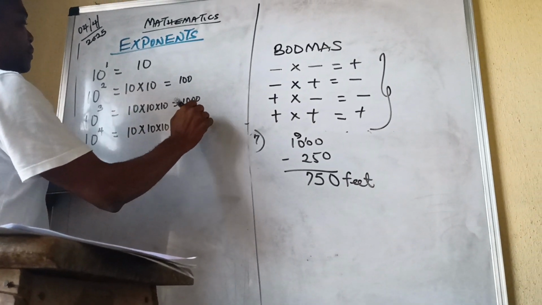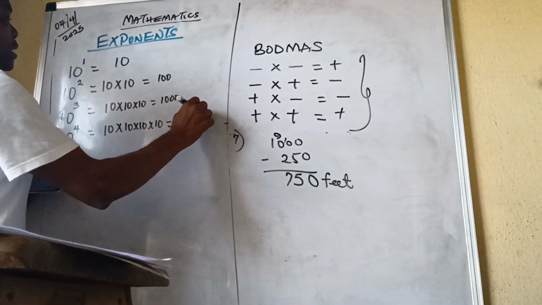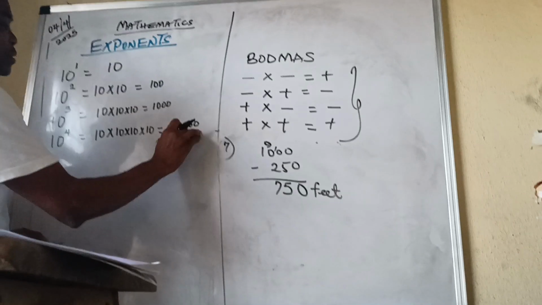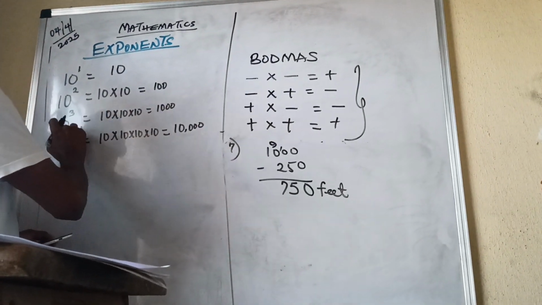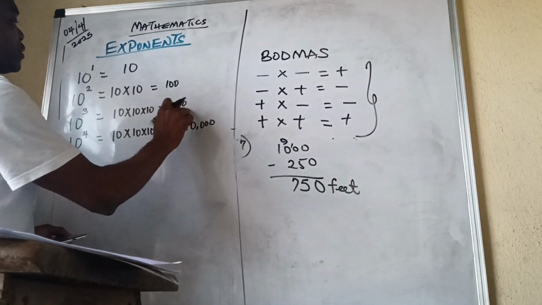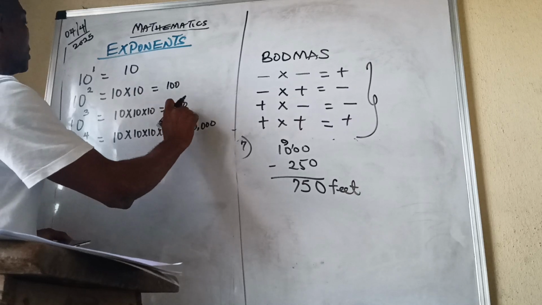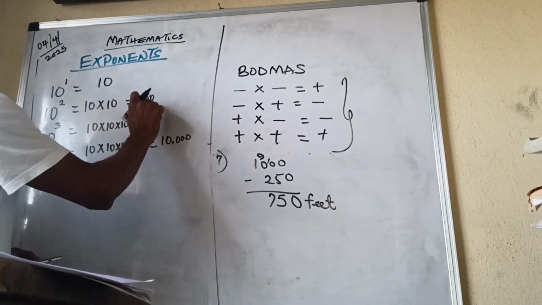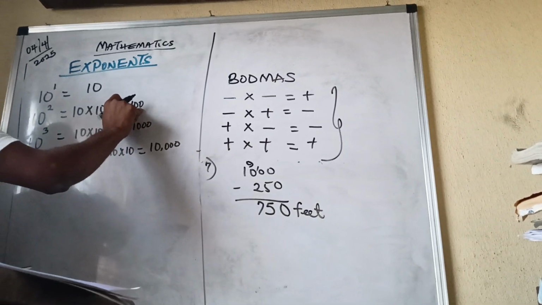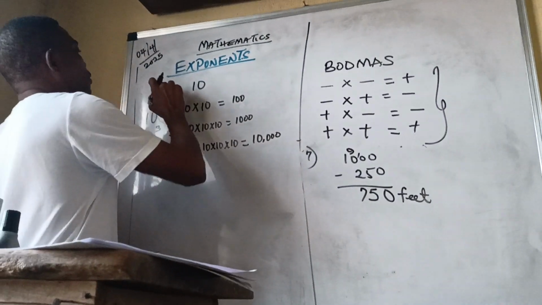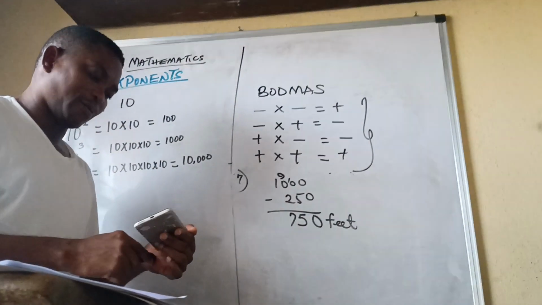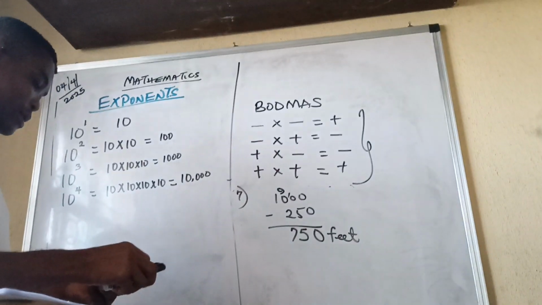That's about 10,000. Well, 10 raised to power 4 must have 4 zeros. That's what it means. 10 raised to power 3 must have 3 zeros. That's why we're having it as 1,000. 10 raised to power 2 must have 2 zeros. That's how we have 100. 10 raised to power 1 must have 1 zero. And that is why we're having 10 in that concept.